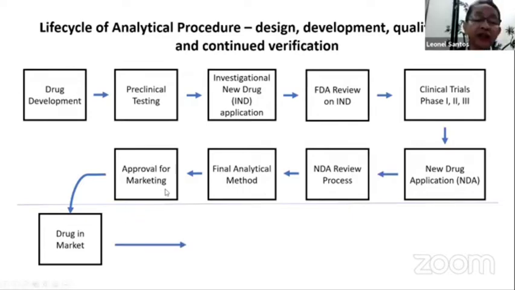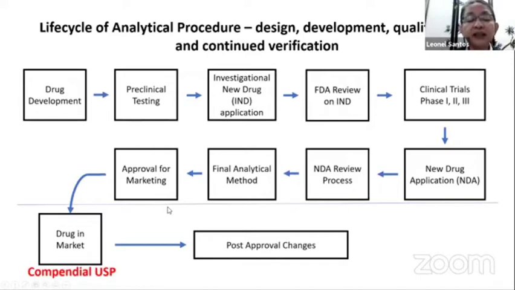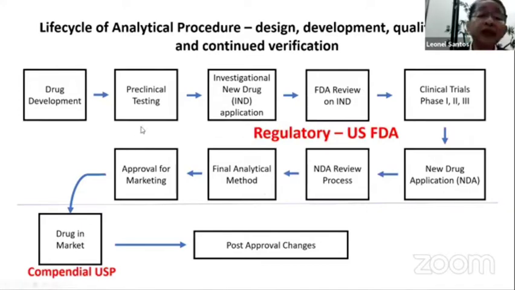But once the drug is in the market, there may be some changes in terms of the manufacturing after post-approval changes. Now, United States Pharmacopoeia is focused when the drug is in the market. That is, we set the standards for those pharmaceutical products that are in the market. So industry-wise, the pharmaceutical industry is focused in terms of regulatory requirements, starting from the drug development all the way until the drug is approved. So I wanted to make that clarification between the regulatory FDA and the compendial USP.